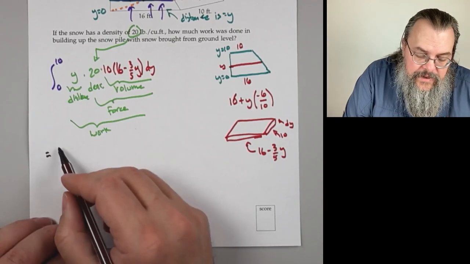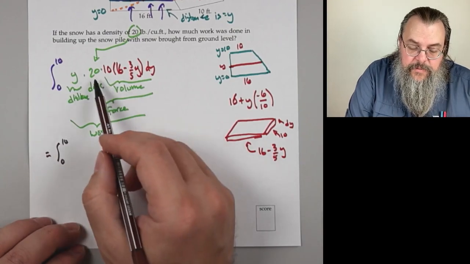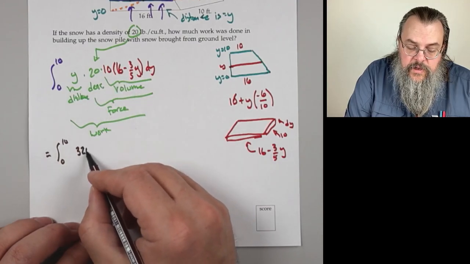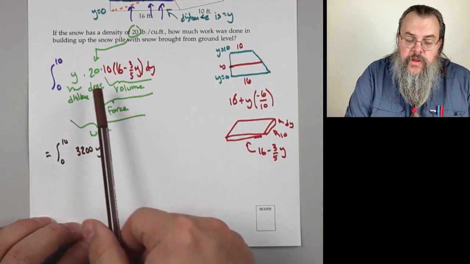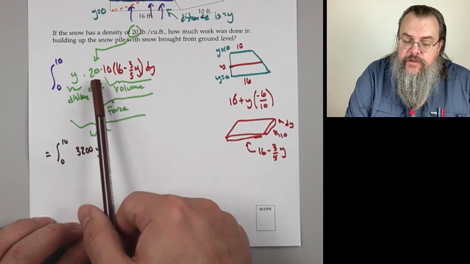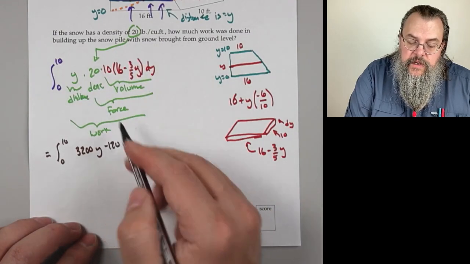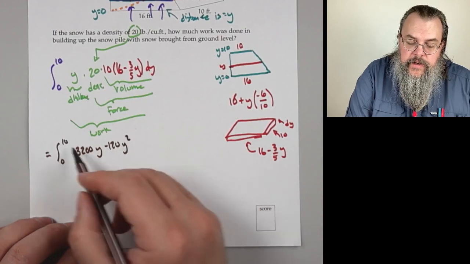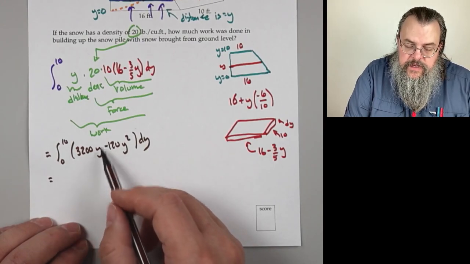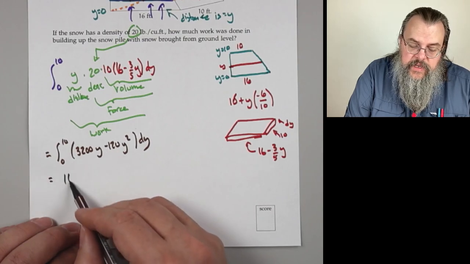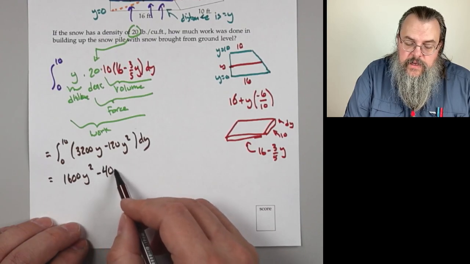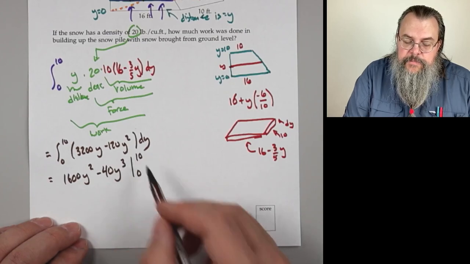All right, so we have our integral 0 to 10, and we can multiply this together. We have 200 times 16, and that would be 3200y, minus 200 times 3/5. Well, if you take 5 into 20, for example, that's 4. So it's really 40 times 3, which is 120. And don't forget y squared. All right. So add 1 to the exponent, you get y squared. Divide by 2, so 1600 y squared. Okay. Add 1 is now y cubed. Divide by 3. Minus 40 y cubed, and go from 0 up to 10.